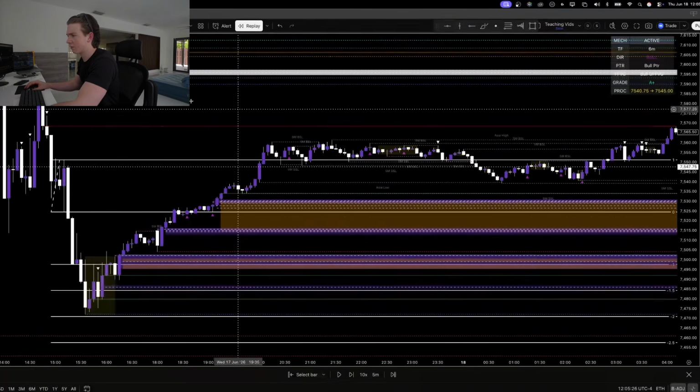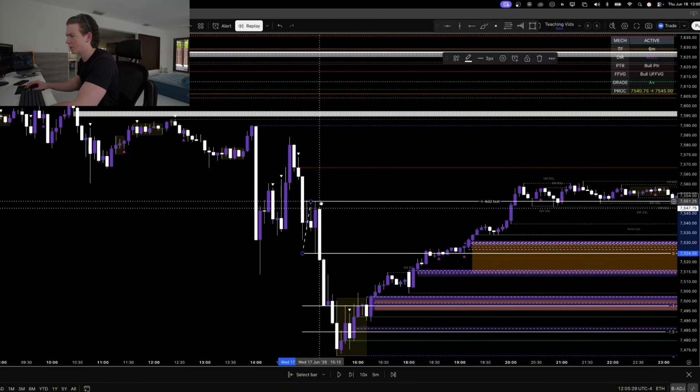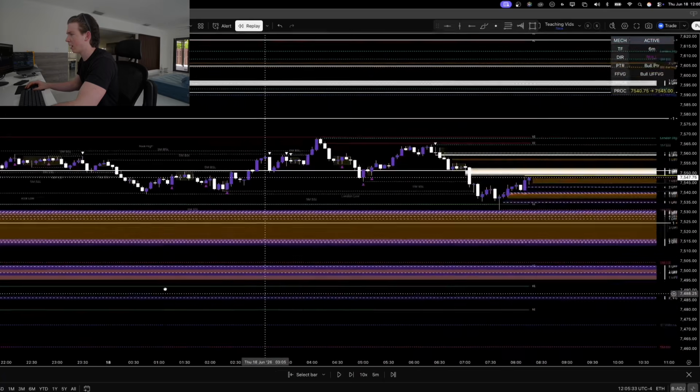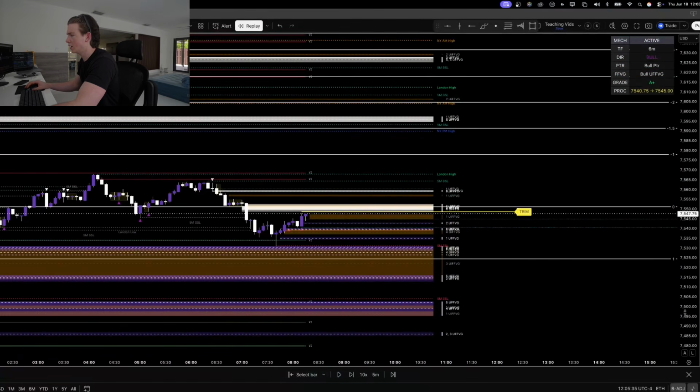And so what we can do is flip our deviation the opposite way. Whoops. We can just click reverse and flip our deviation the opposite way. And this is one valid way to draw deviations.